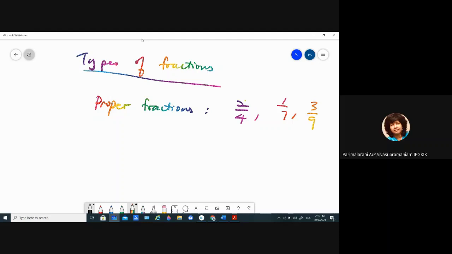What do we call the top number here? What do we call the number at the top? Numerator. The number at the bottom is the denominator. Okay, so anytime when the numerator is smaller than the denominator, it is a proper fraction. That means proper fractions are all less than 1.